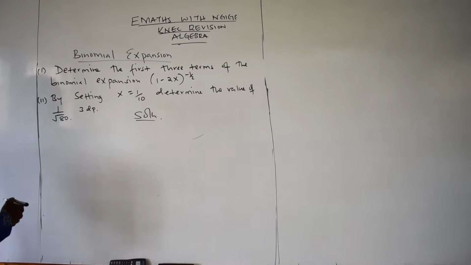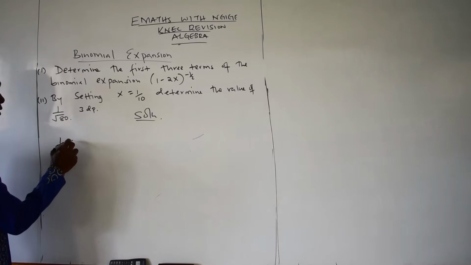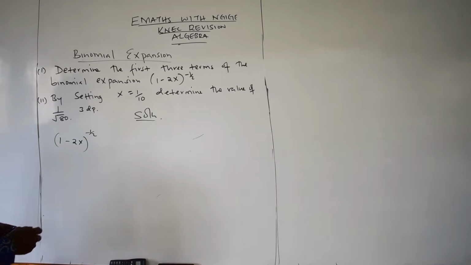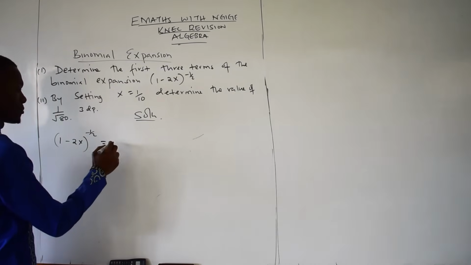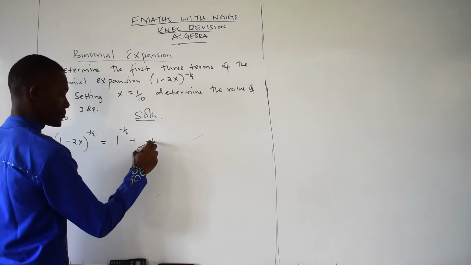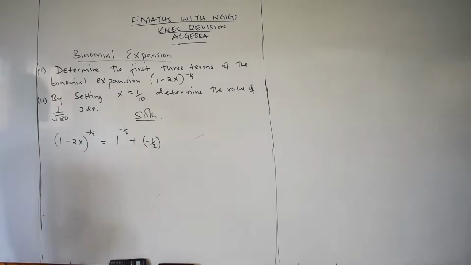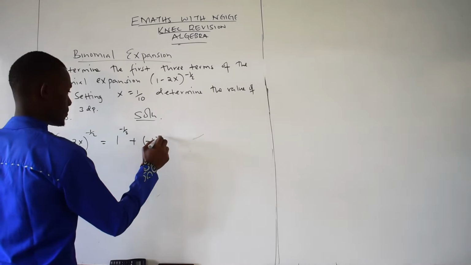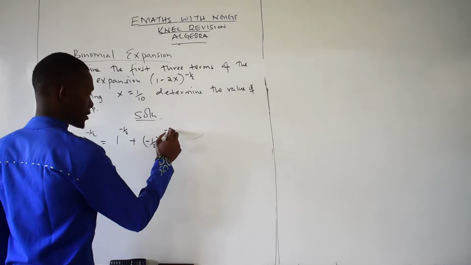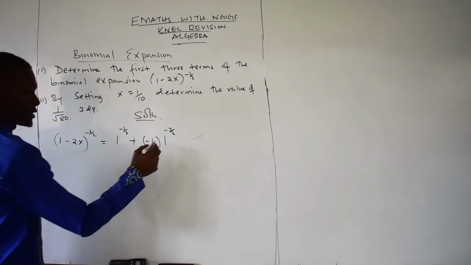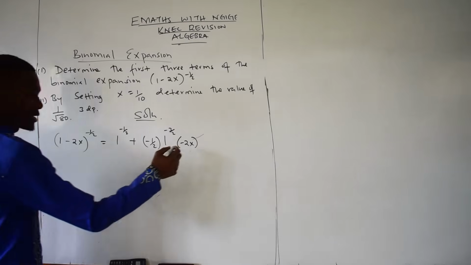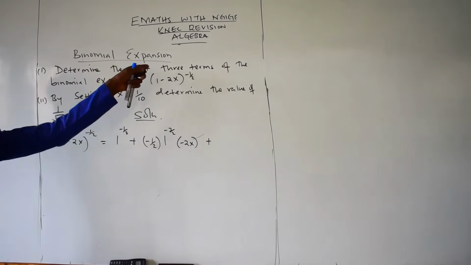So we start by first of all expanding. So we have (1 minus 2x) to the power negative a half. This will be 1 raised to power negative a half, that will be the first term. Then plus, drop the half, then reduce the power of 1 by a half. So negative a half minus 1 gives you negative 3 over 2. Then introduce your second term to power 1. Then the last term that we need to get, we are supposed to get only the first three terms.